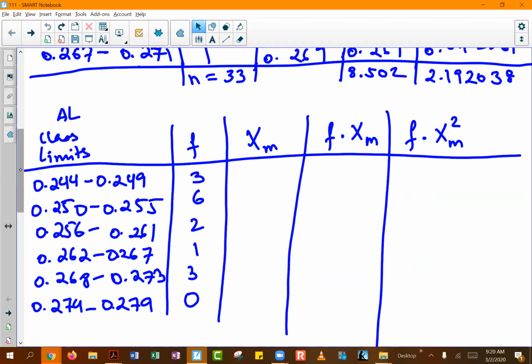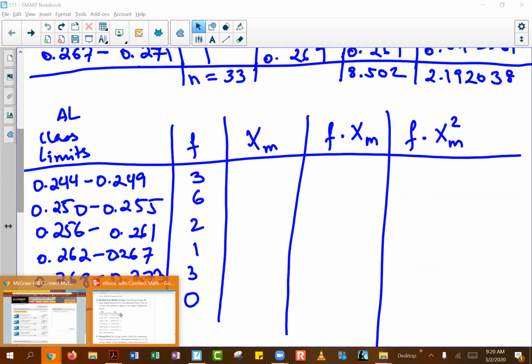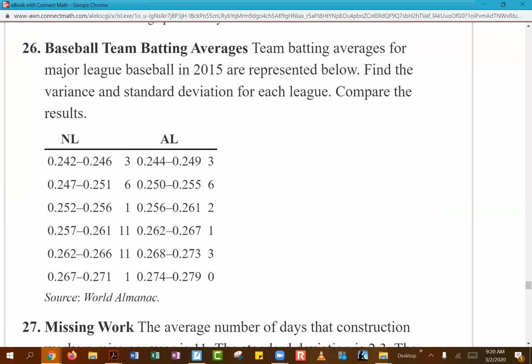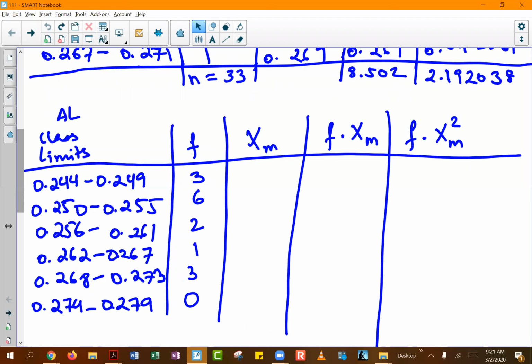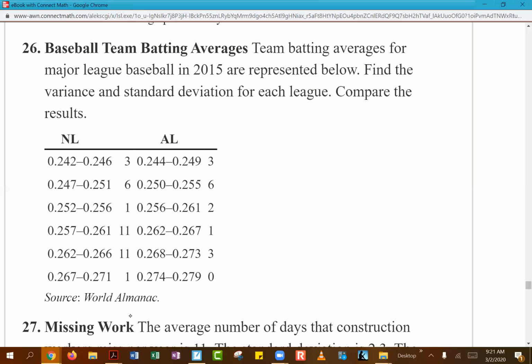So the first part would be calculating the midpoints for the American League. So let me go ahead and pull up that example again. So go ahead and calculate those midpoints if you haven't already done that. And again, keep in mind that you do not want to round any of your intermediate answers. You want to leave them as many decimals as they are, because if you start rounding now, then your standard deviation will be incorrect.